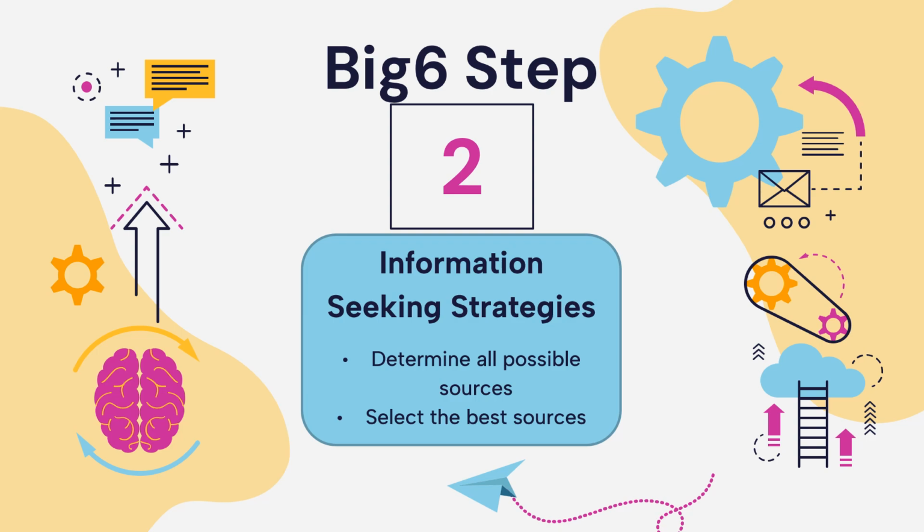In step 2, information seeking strategies, you will determine all possible sources and select the best sources. You want to make sure that your sources contain reliable information. You can use the resource on the handout I have given you to help you determine if the sources you find are reliable or not. Remember that sources can come in different formats. You can find reliable information in the online databases that we have at our school, books, and podcasts.